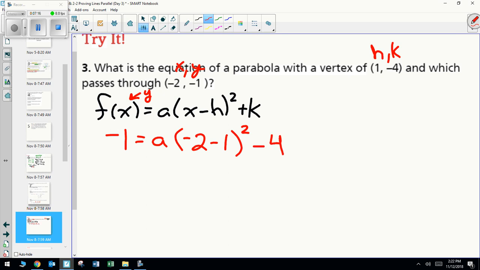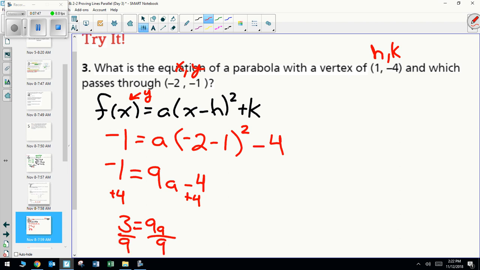And now here I can solve this problem for a. So simplifying this, -1 equals, here I have -3 squared, which becomes 9 times a minus 4. If I add 4 to both sides, I'm going to get +3 equals 9 times a. To solve for a, we're going to divide both sides by 9, and we get that a is 3/9, but we can simplify that and say 1/3.